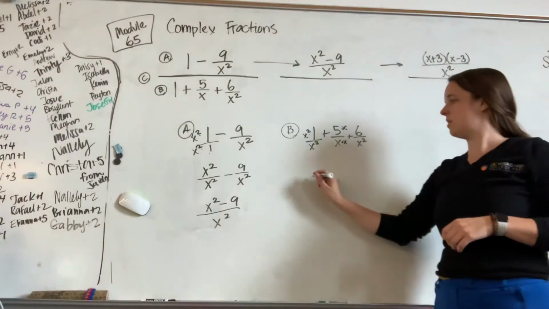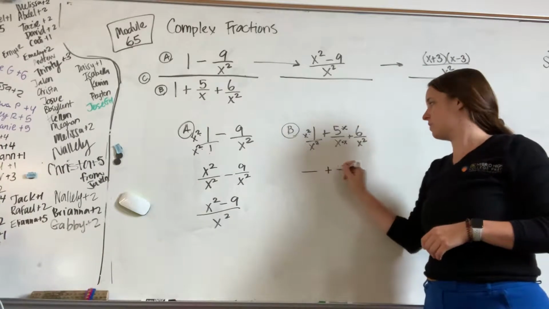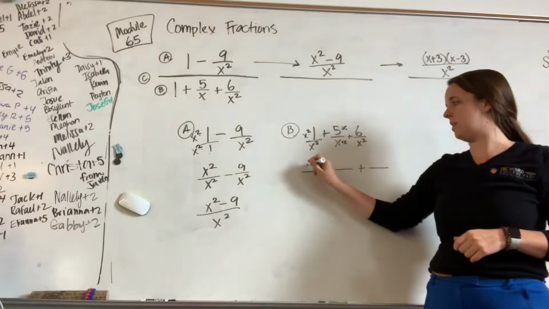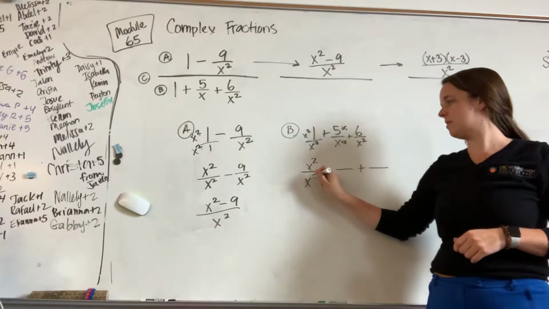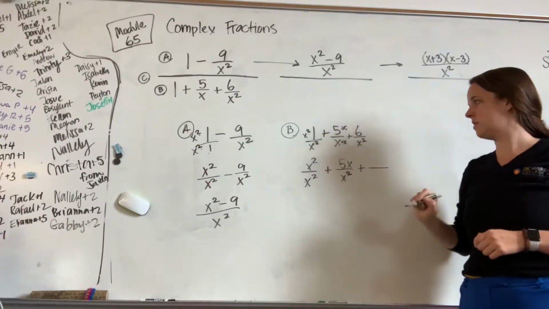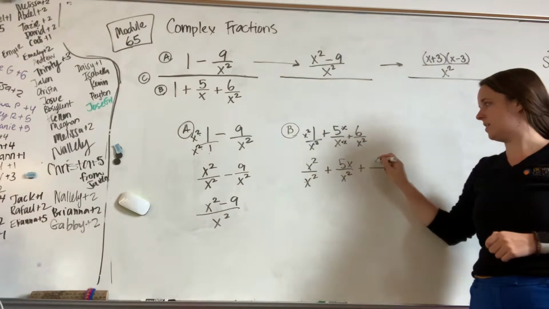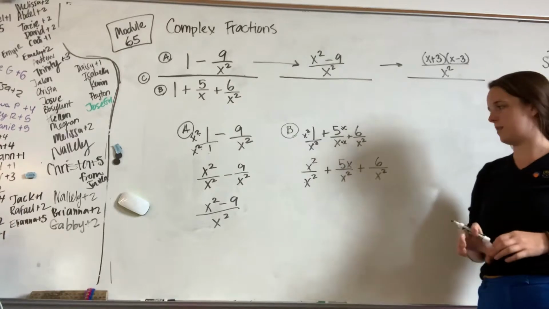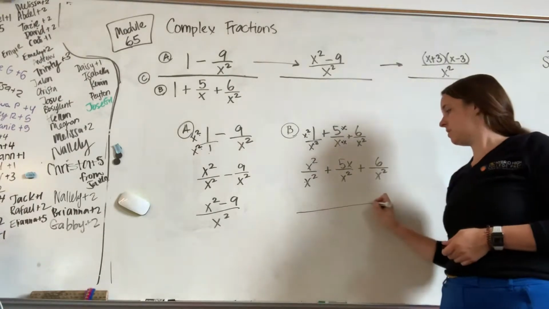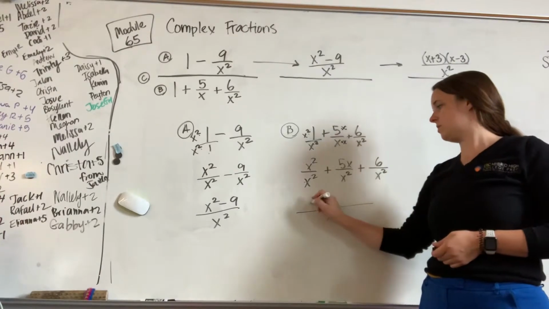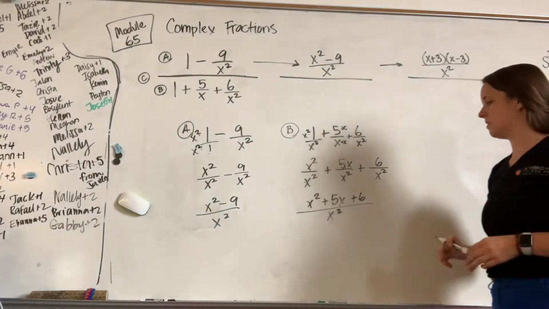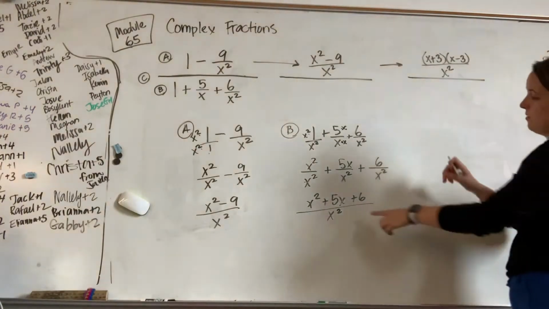If I'm writing these as 3 separate fractions, Stacy is x squared over x squared, my mom is 5x over x squared, and Phyllis is 6 over x squared. Now that they have the same denominator, we can make one big fraction, which would be x squared plus 5x plus 6 over x squared.